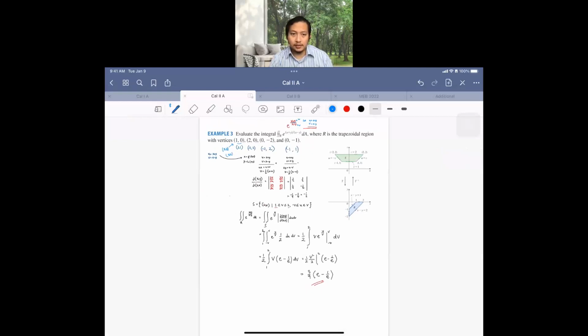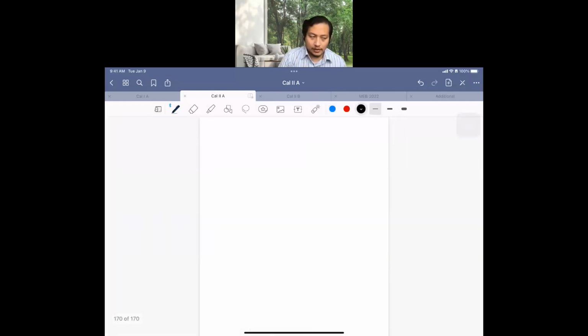The next section is the change of variables in triple integrals. It's supposed to be quite similar in the applications and in the process, but it has 3 variables.